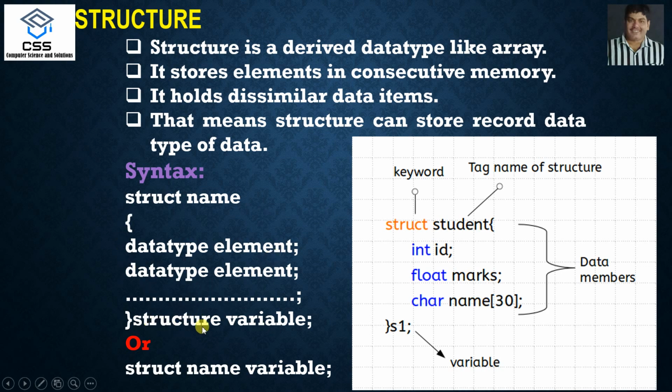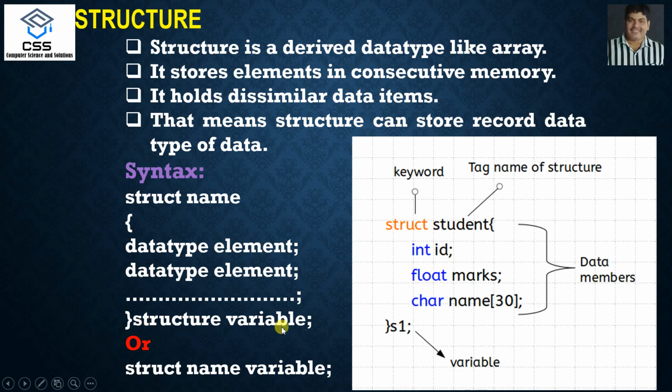And what is the requirement of a structure variable? Without a structure variable, you cannot enter the structure. Means if we want to interact with the id, we can write s1.id. If you want to interact with mark, we can write s1.mark. If we want to interact with the name, we can write s1.name. Dot is a membership operator which acts as a bridge between the structure variable and the structure element.